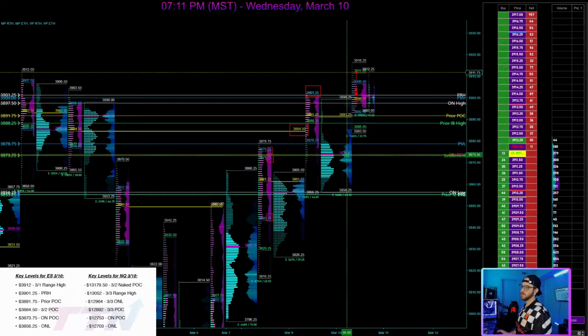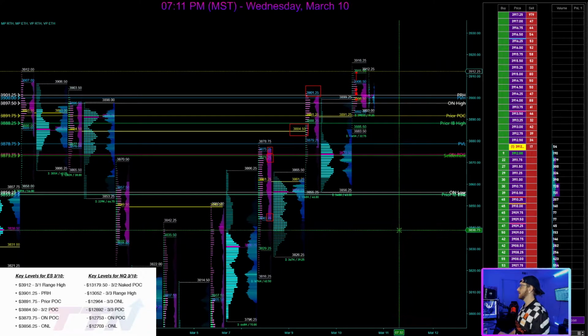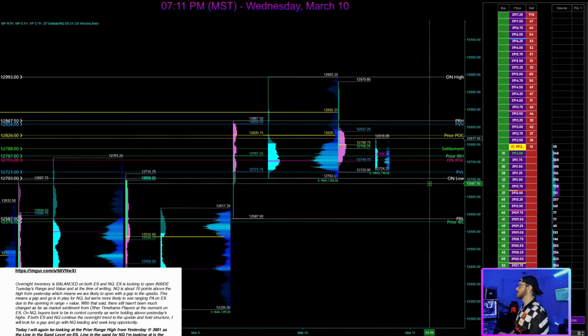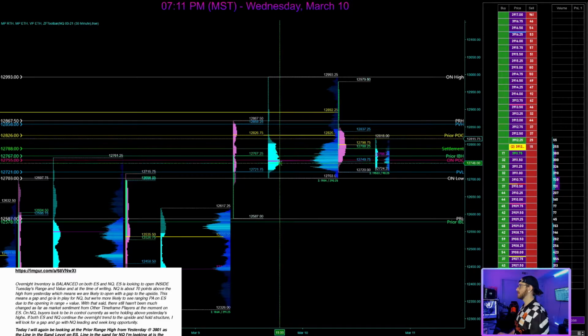So that was the second to last level, and last but not least was the overnight low way down here at 38.56, which we did not get anywhere near today. All right, so let us get into the summary here. You can see that the overnight inventory was balanced on ES, and it was also balanced on NQ. So you can see here's the settlement price for NQ, and we did have a slight imbalance to the downside, but for the most part it was balanced.